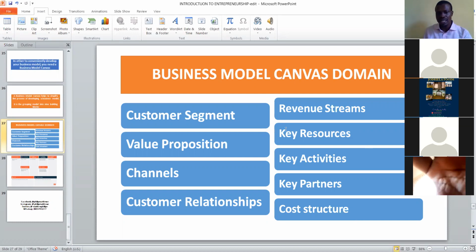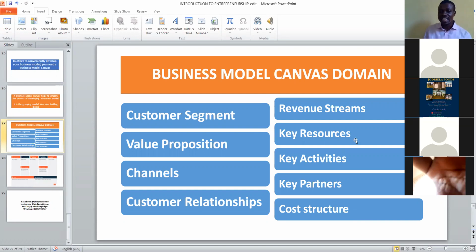Then key resources. Can somebody give me a business idea that we will use for key resources? What business idea should we use for the key resources? Solomon said we should use logistics. Then another person said online school. The next one we are going to use is online school. Let's use logistics for key resources.